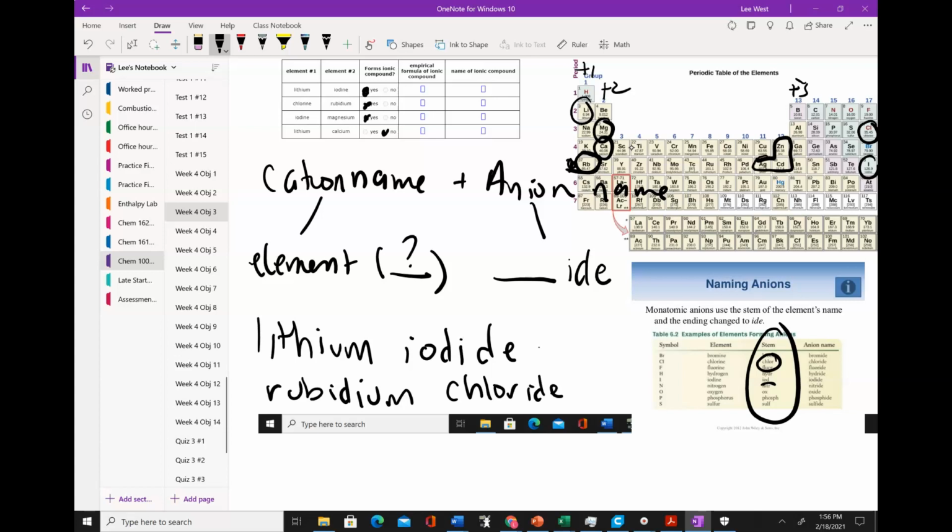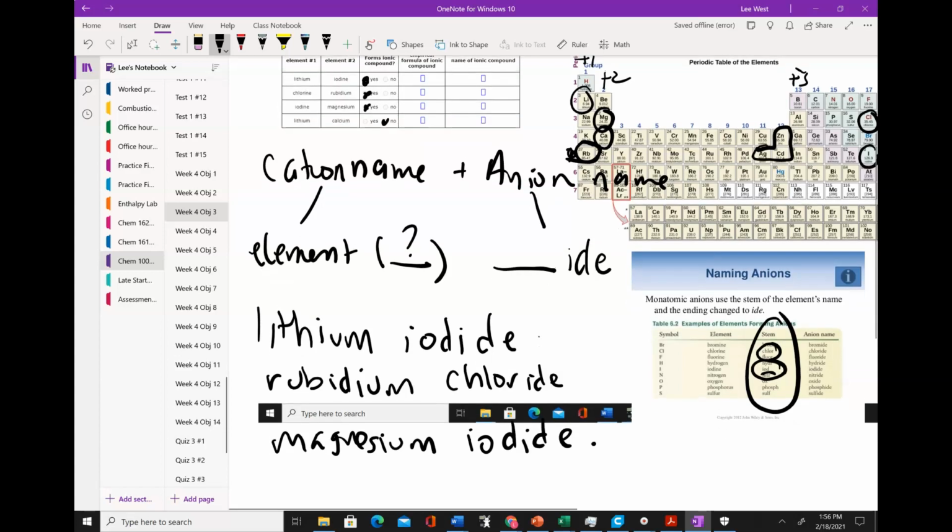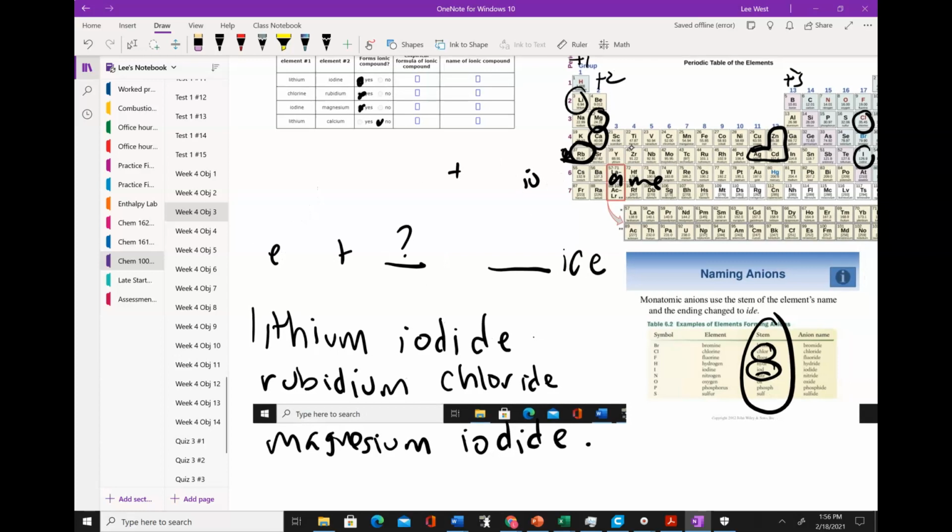Okay. The next one, the metal, is magnesium. Now magnesium's in 2A, so again, no Roman numerals. Magnesium, and then what it's being combined with is iodine, and we know the stem name for iodine is IOD, so it's iodide. And then for our last one, we don't have to do anything because we've identified that it doesn't form an ionic compound. All right, so now we're going to move on to the formula.